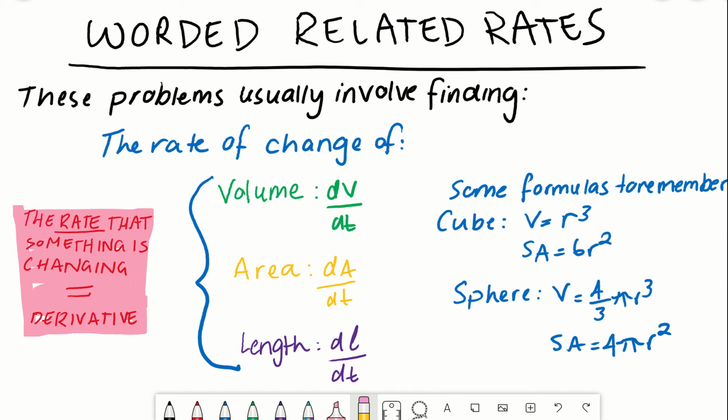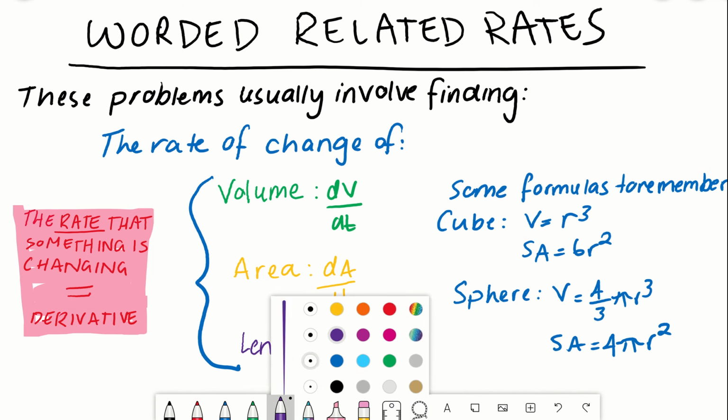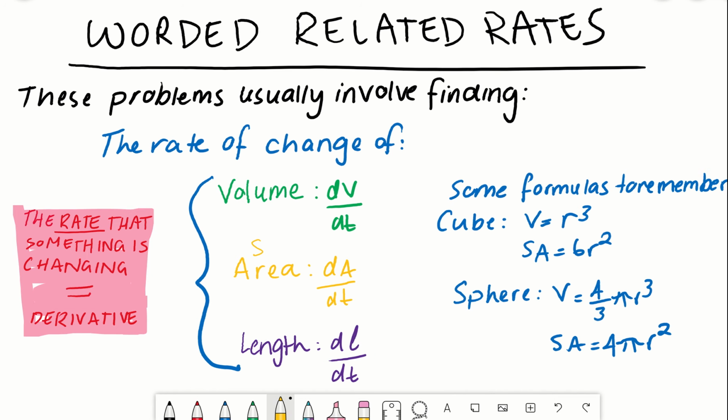So the first thing I've said here in the pink box, probably the most important thing to know for today, is that the rate of something means the derivative of it. Okay, the rate that something is changing is the first derivative. So a lot of these are application questions, so we're involving real life examples. So we look at a lot of volume, area, or length. Now, the area there can also represent surface area. Okay, so a lot of the time they'll represent surface area with A, just shortening it for area.